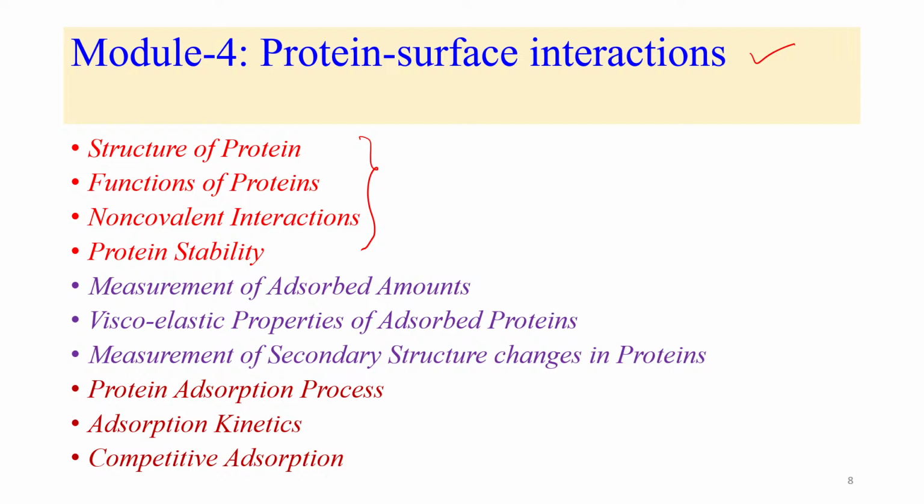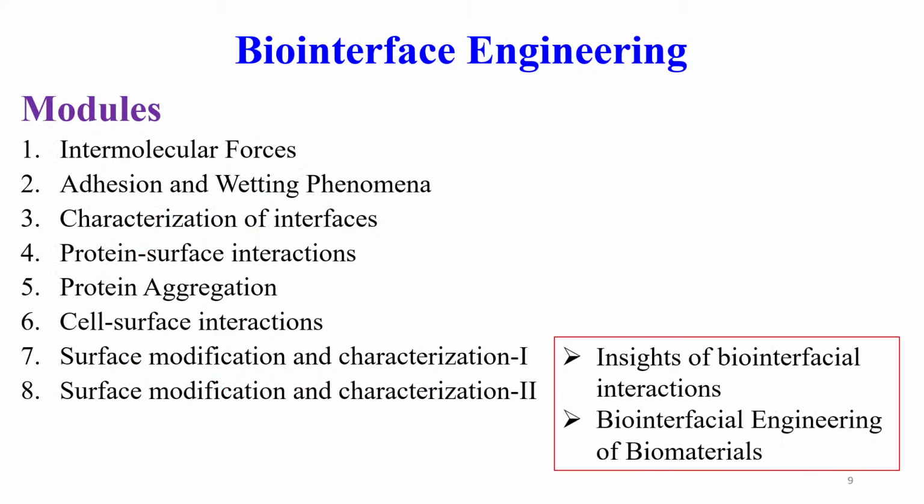So we discussed the function of different proteins, the stability of proteins, and, apart from non-covalent interactions, what other interactions, like hydrogen bonds and hydrophobic interactions, play a crucial role in the stability, function, or you can say the folding of a protein. Next, if there is a protein-surface interaction, how can we characterize it? We discussed different methods to measure the adsorption amount, solution-based methods as well as instrument or analytical technique-based methods.